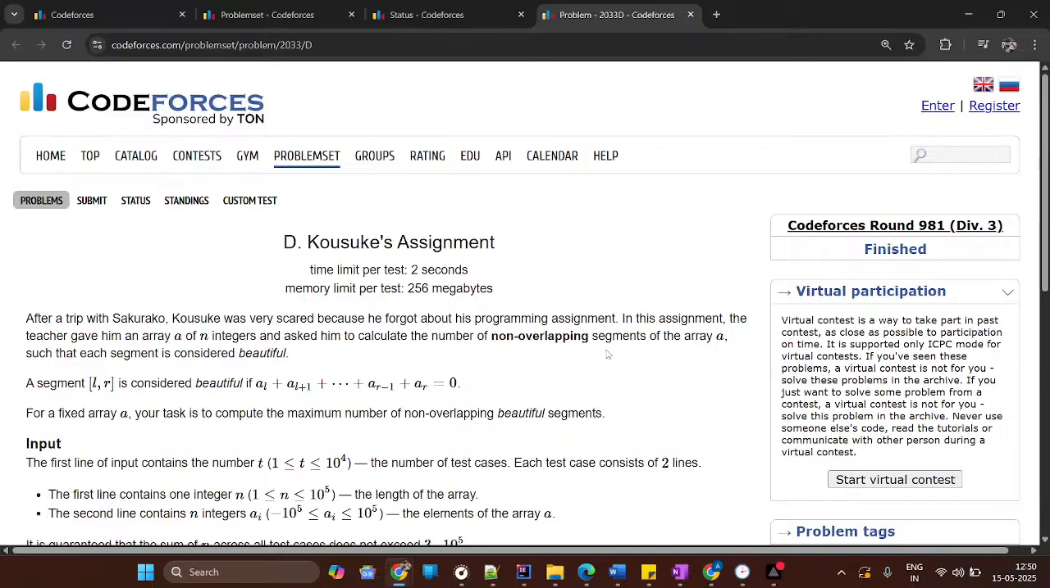10 to the power 5. What if I use a two-pointer approach? I keep increasing until it's zero. But this issue, okay. So if I keep increasing, if it's not zero, I keep going. There's no way to check actually.